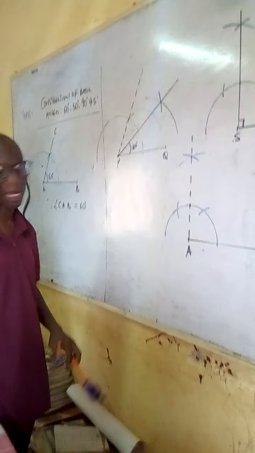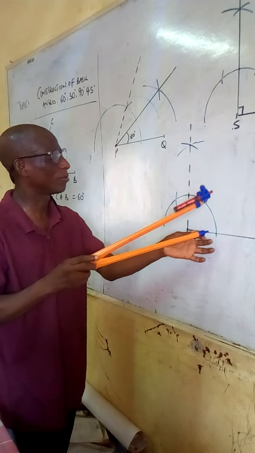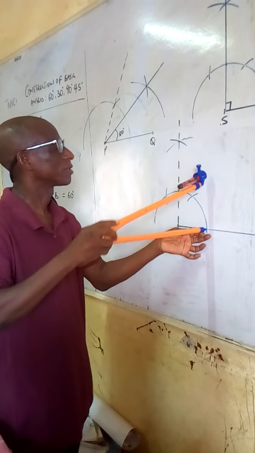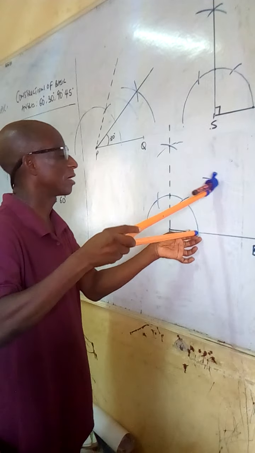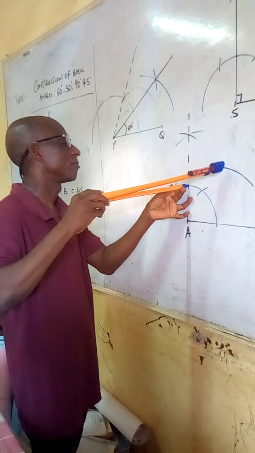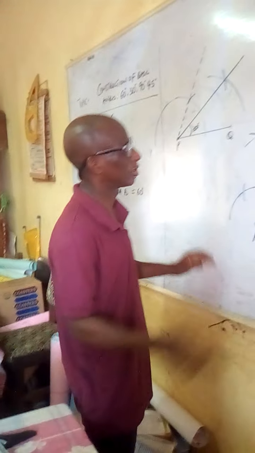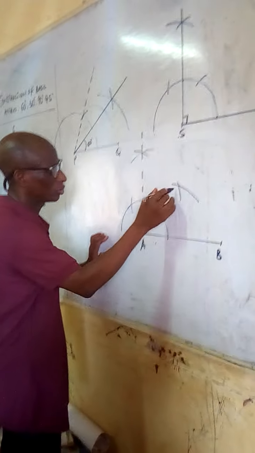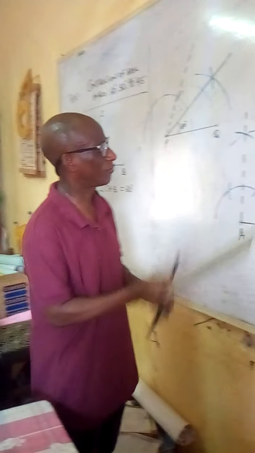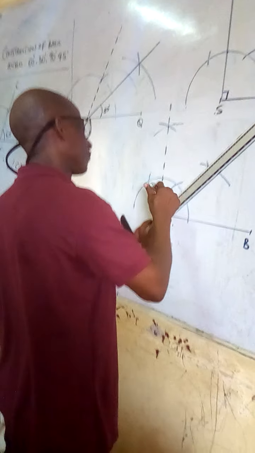I will now bisect. How do you bisect? Between here and here, I have a normal radius, then draw an arc, then come again to this side, and then let that arc intersect each other. Draw another arc. If I now draw my line to pass through this point to A, what I have there is my angle 45 degrees.